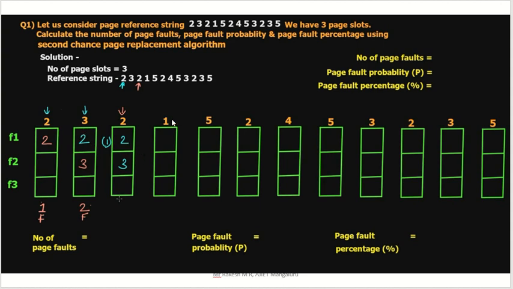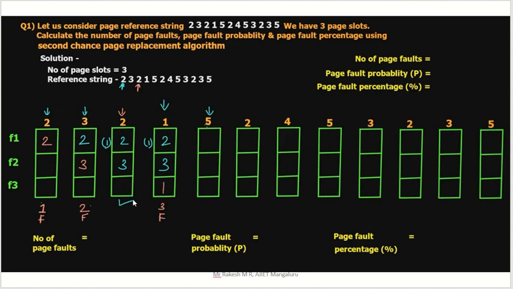Now next is asking for 1. Is there an entry for 1 here? No, right? So again a page fault occurs. Here this was a page hit, that's why I added a tick mark. Here a page fault is there, F. Here 2 gets a second chance, that's why I wrote 1. You can write 3 and 1 here. And this is a page fault.